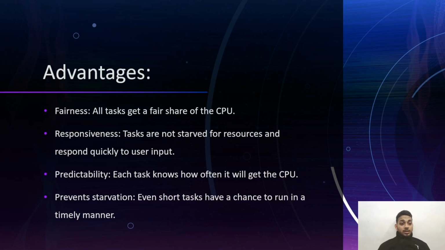Advantages: fairness. All tasks get a fair share of CPU. Responsiveness. Tasks are not starved for resources and respond quickly to user input. Predictability. Each task knows how often it gets the CPU, preventing starvation. Each short task has a chance to run in a timely manner.